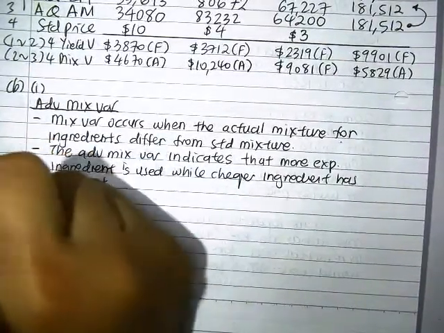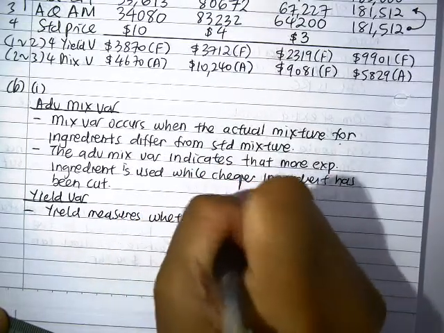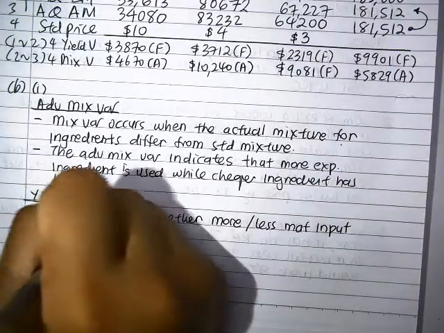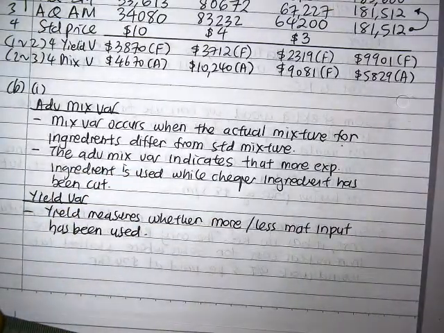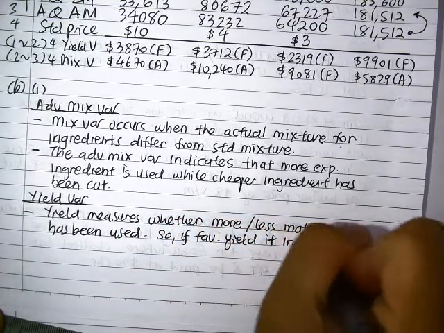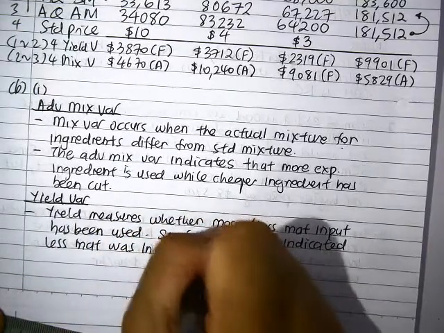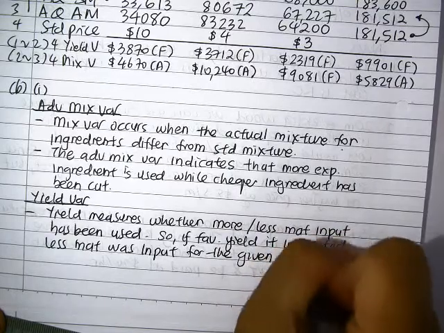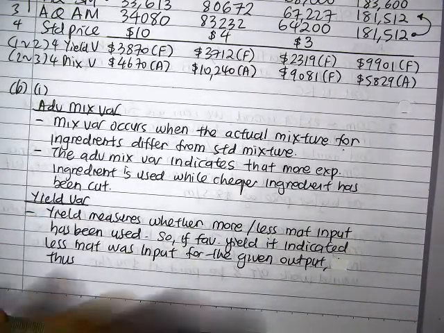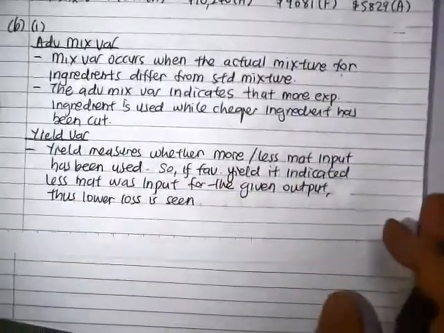Now what about yield variance? Yield measures whether more or less material input has been used. So if it is a favorable yield, it indicates less material was input for the given output. Thus, lower loss is seen.